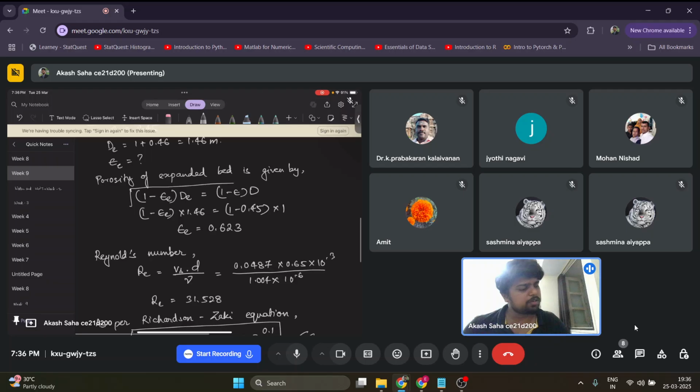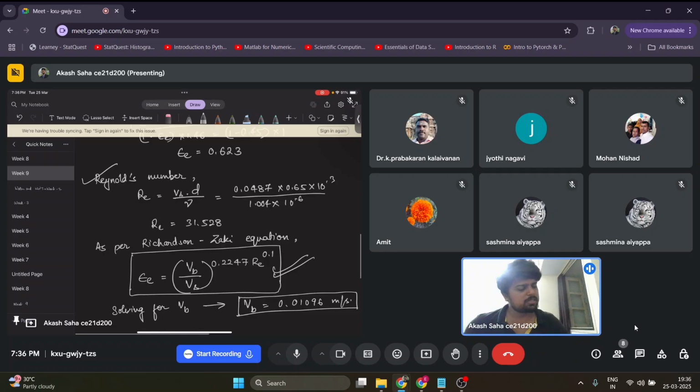First, we will calculate the expanded porosity, then the Reynolds number, and by using this, we will use this formula. Okay, very simple. Now, we'll go to the next problem. I think this is understood.